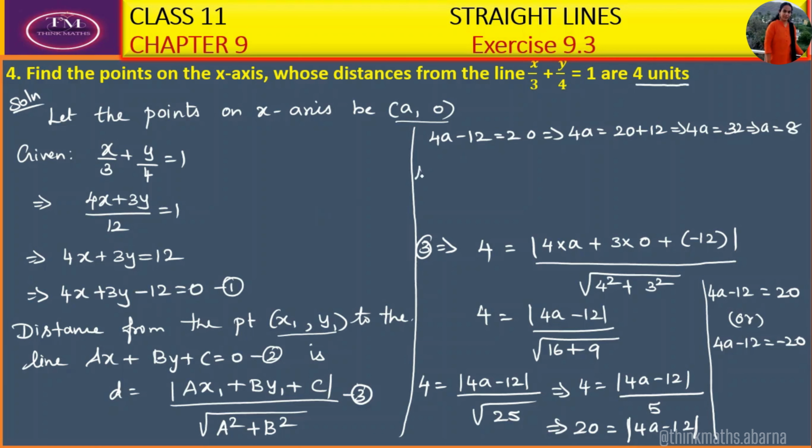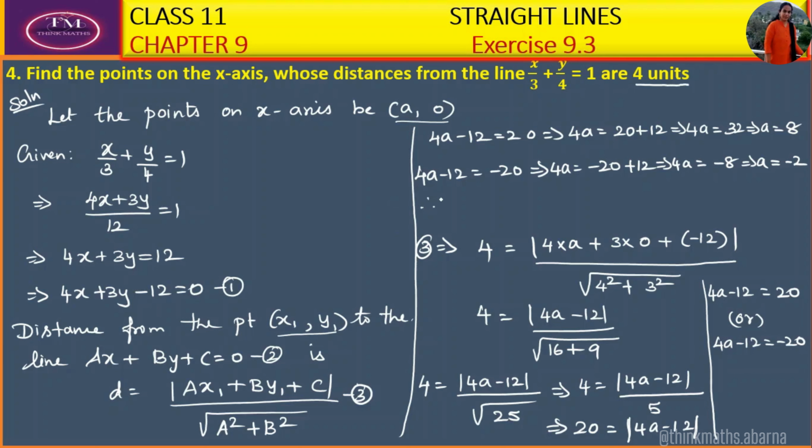So another one is 4a minus 12 is equal to minus 20. That means 4a is equal to minus 20 plus 12, as minus 12 will become plus 12. So 4a is equal to minus 8. So what is a? a is equal to minus 8 by 4, since this 4 will go to division when I change the sign. So minus 8 by 4 is minus 2. So a values are 8 and minus 2.